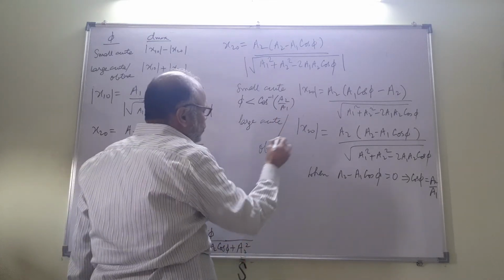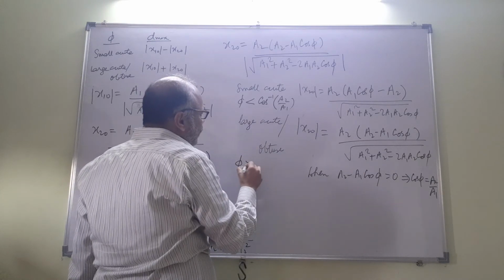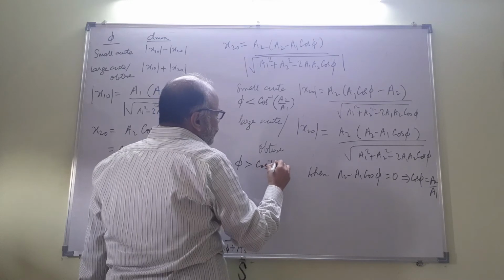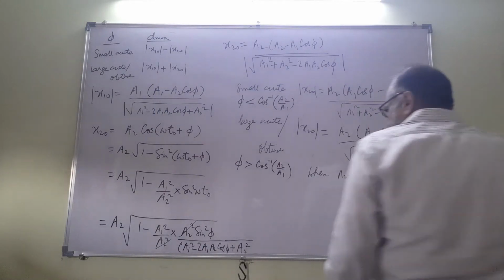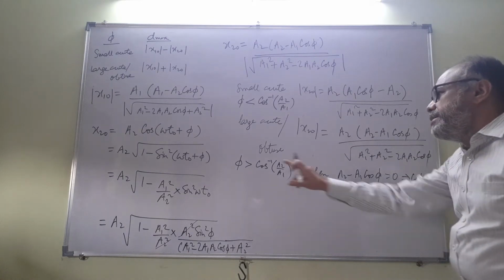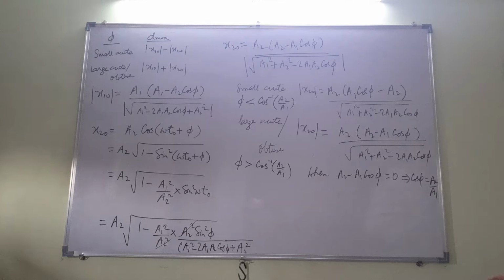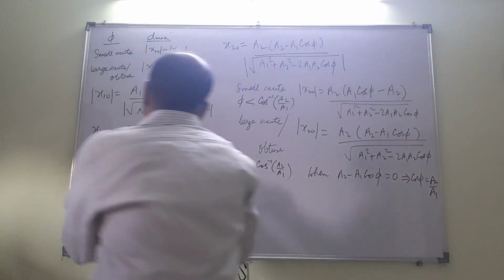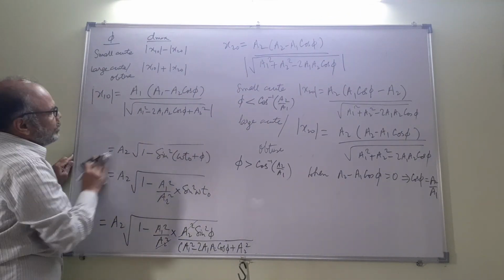And when you say large acute or obtuse, phi is greater than cos inverse of a2 by a1. Yes, and phi equal to cos inverse a2 by a1 is a special case. Now let us determine the distances. I am going to erase these portions to get the distances.